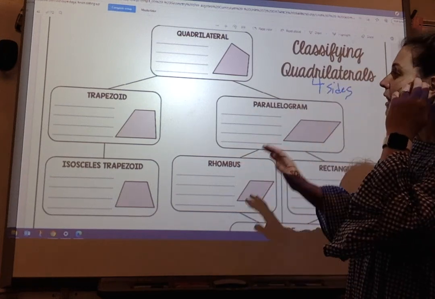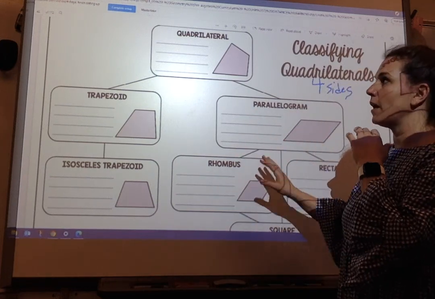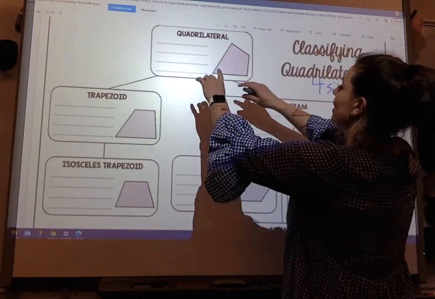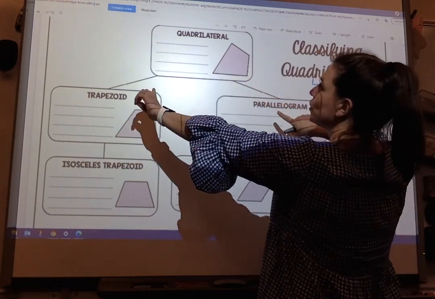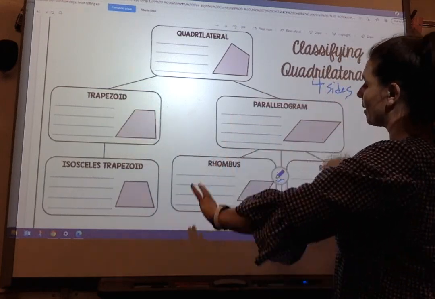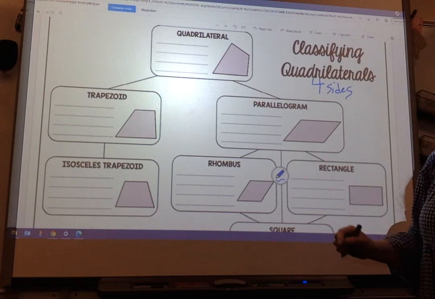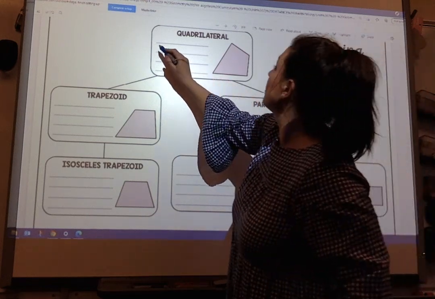Now, I love this diagram. And here's what it says. Quadrilateral, it can branch into two groups. And so we'll talk about all these different shapes. But what do you know about all quadrilaterals? Okay, one is that it is a four-sided polygon.